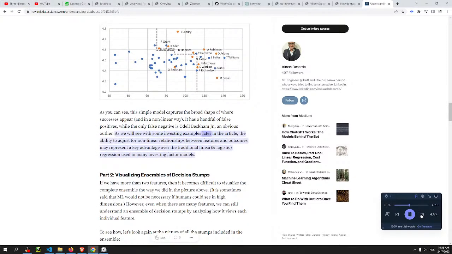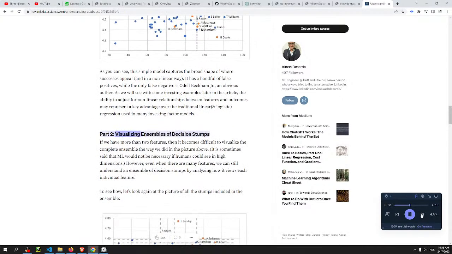As we will see with some investing examples later in the article, the ability to adjust for nonlinear relationships between features and outcomes may represent a key advantage over the traditional linear and logistic regression used in many investing factor models. Part 2. Visualizing ensembles of decision stumps.